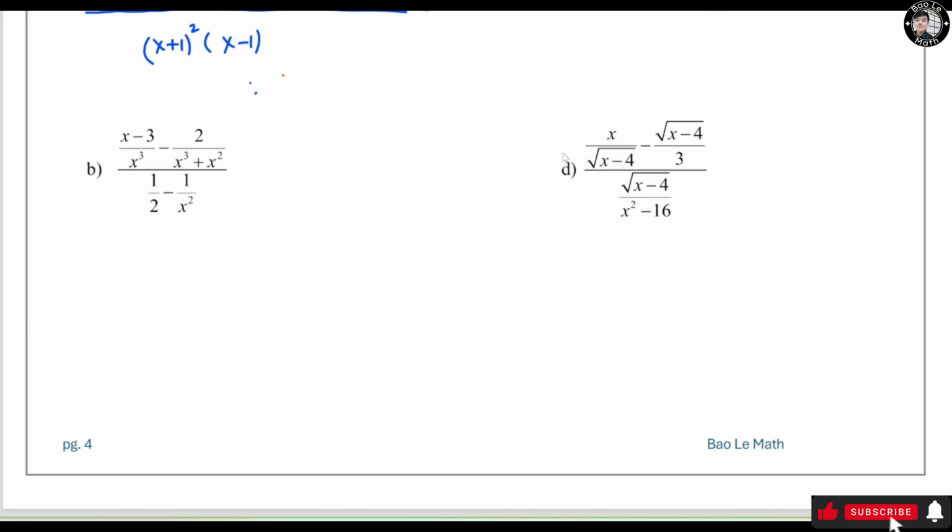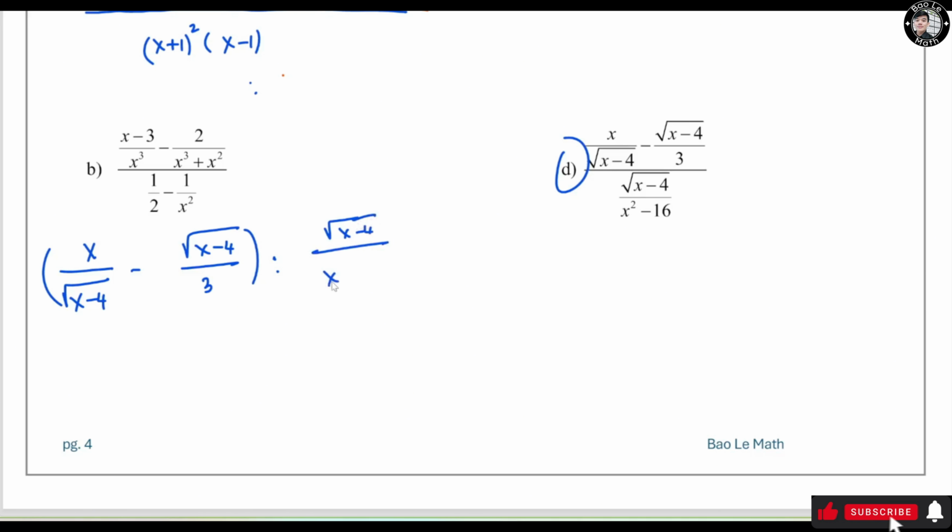Now question D. We're going to rewrite this one as s over √(s − 4) minus √(s − 4)/3, all together divided by √(s − 4) divided by s² − 16, which can be written as 4 squared, right? So we need to find the LCD of the first one, which is 3 times √(s − 4), right? So for the first fraction right here, you miss 3, right? So multiply the top by 3.